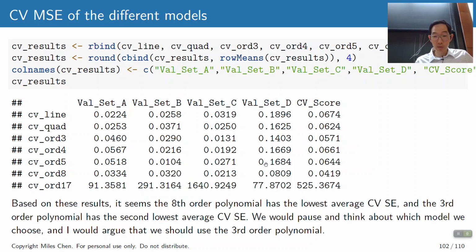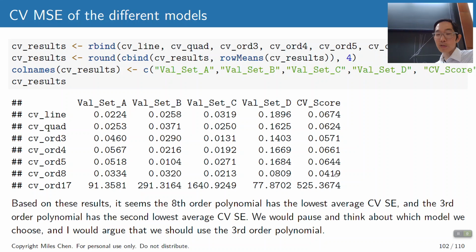And so we see this kind of interesting thing happen. And then for the 17th order one, we have 91.3, 291.3, 1640.92, and 77.87, okay? And so the overall cross-validation score, when you average all 4 of these things, you get 525, okay? Now, if we look at the overall average, the 8th order polynomial has the lowest average cross-validation score of 0.0419, okay? And then the 3rd order polynomial has the second lowest of 0.0571, okay?